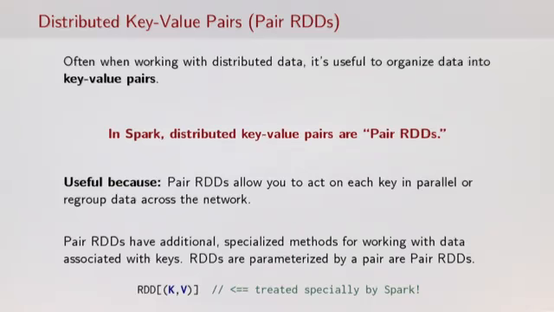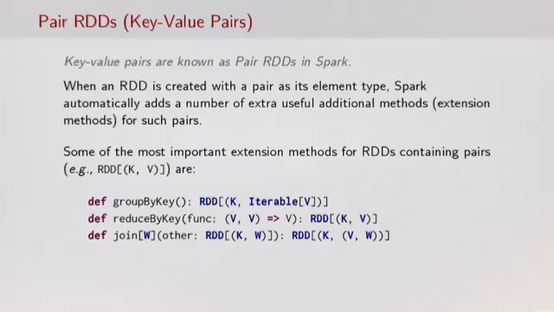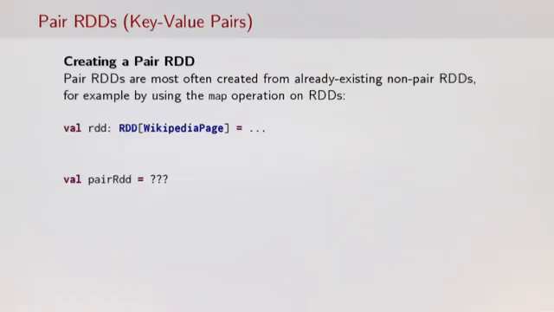So remember, if you have an RDD with a type parameter that is a tuple or a pair, it is treated specially by Spark. It has special extra methods. And just to give you a sense of a handful of these special methods that we have on pair RDDs, some of the more commonly used ones are group by key, reduce by key, and join. We'll cover these methods in a lot more detail very shortly. But first, you might ask, well great, how do I actually create a pair RDD?